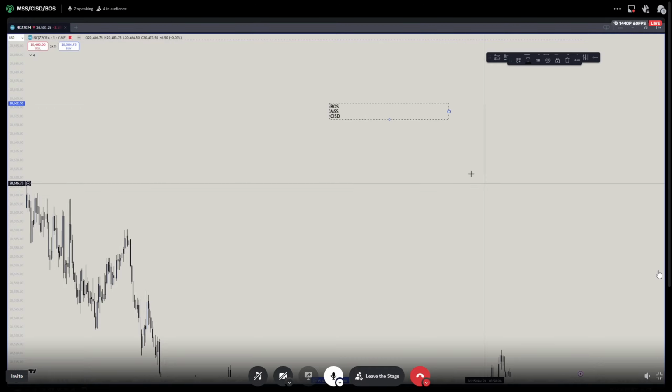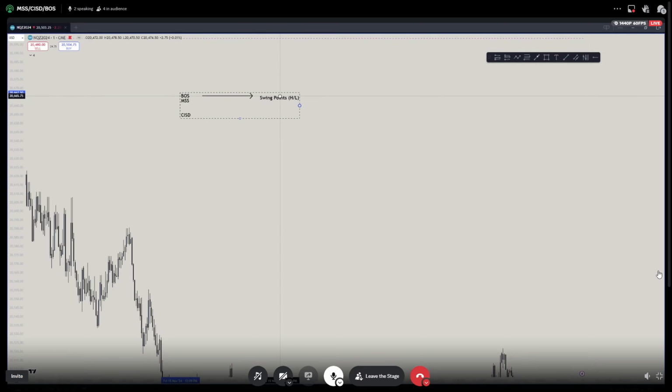So I'm going to single out two things real quick. The two things I'm going to single out are break of structures and market structure shifts. And the reason why I'm singling these out is because the break of structure and market structure shifts should be on your swing points. So that means a swing high or a swing low. Okay. So what do I mean by swing high or swing low? That means that in order to get a break of structure or a market structure shift, you need a swing high or a swing low.